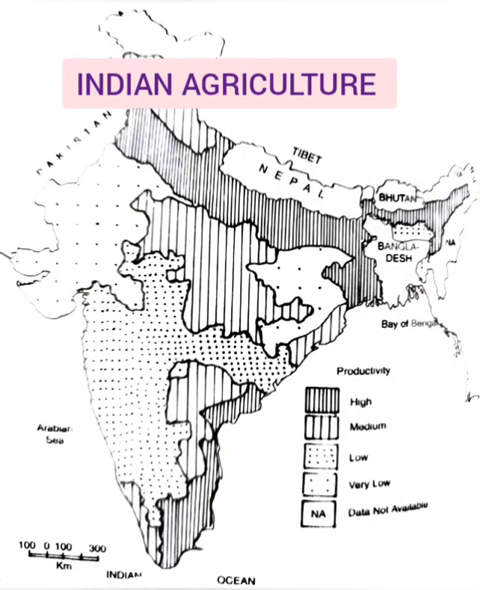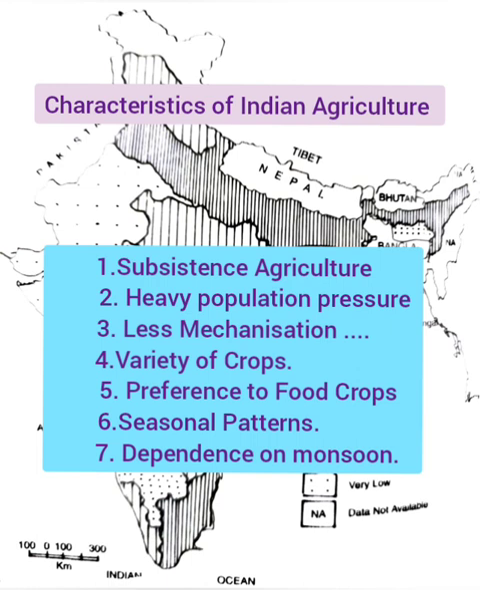Hello friends, today we will discuss Indian agriculture. First we will discuss its characteristics. Indian agriculture is subsistence agriculture, which means agriculture is done here mainly to sustain livelihood and to feed the family.